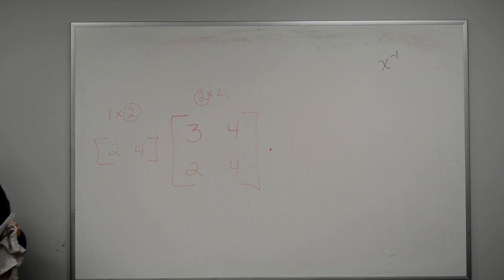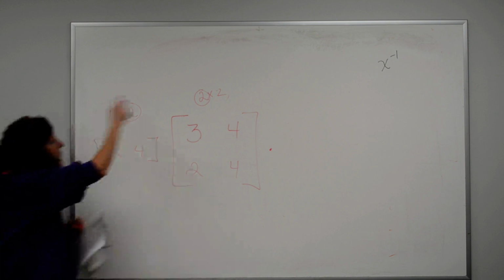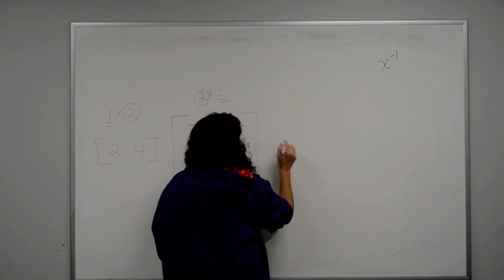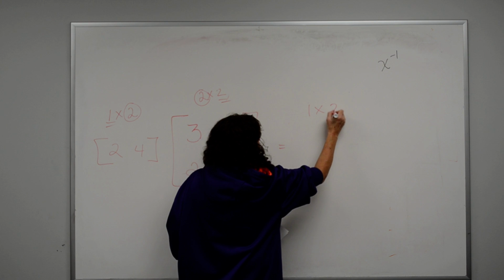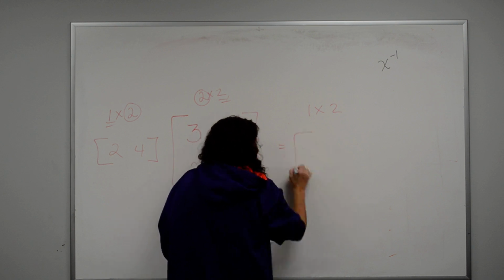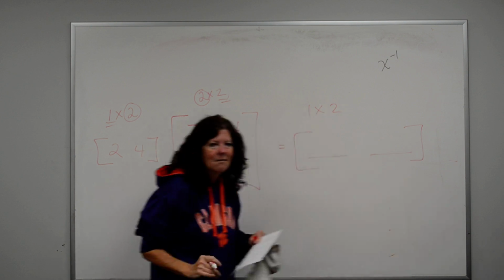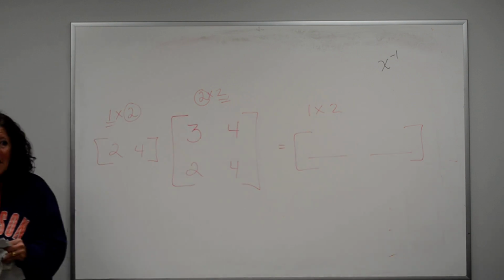What's the dimensions of the resulting matrix? A 1 by 2. The first one and the last one. So what I'm going to have over here is a 1 by 2. If you're struggling, do that. That's what you're trying to fill in.